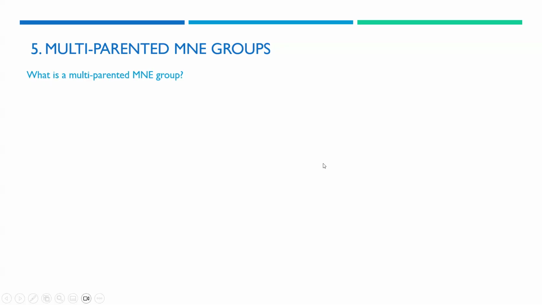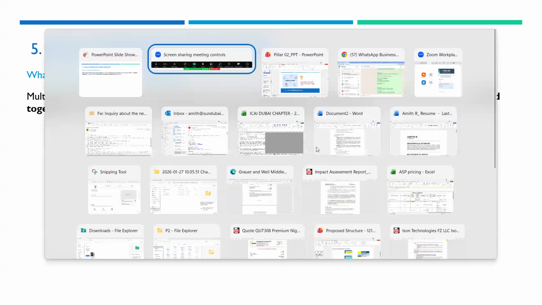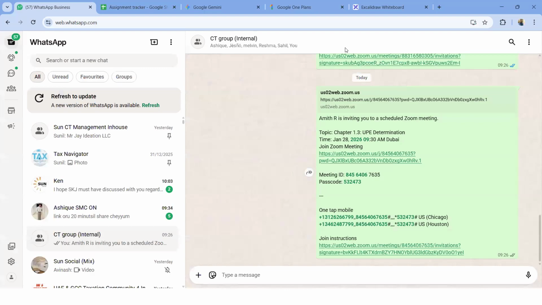Sometimes there is something called a multi-parented MNE group. Now, what is a multi-parented MNE group? A multi-parented MNE group exists when two or more entities that would otherwise be separate UPEs are stapled together or operate under a dual listed company arrangement. Now, what does it mean? Let's understand with the help of an example.